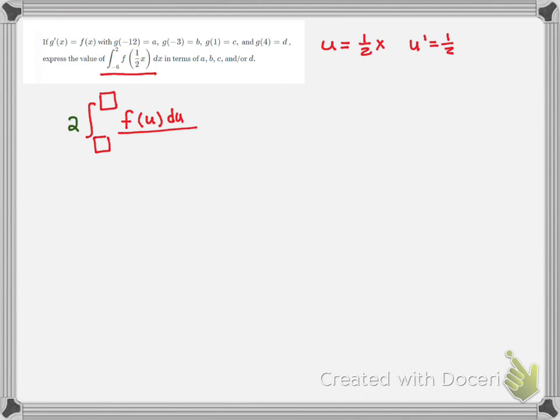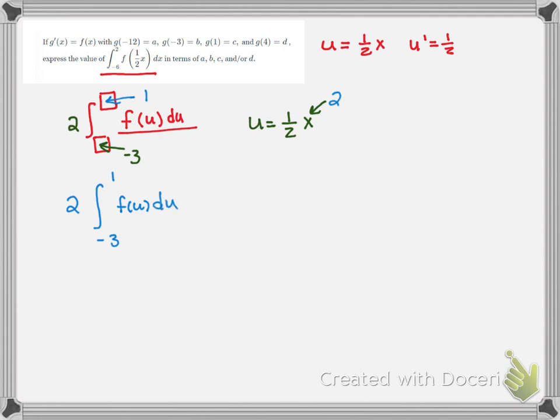Now I need my limits of integration. Well, if u is 1/2 x and my lower x is -6, 1/2 of that is -3. Now we'll put the upper limit in. The upper limit was 2. So 1/2 of 2 is 1. So what we really want is 2 times the integral from -3 to 1 of f of u du.